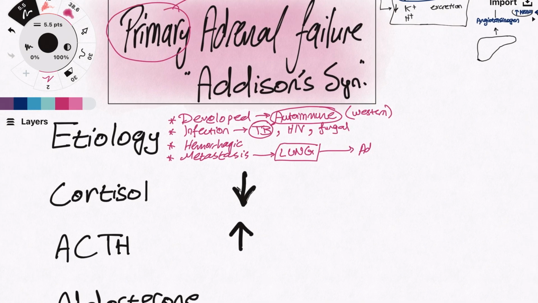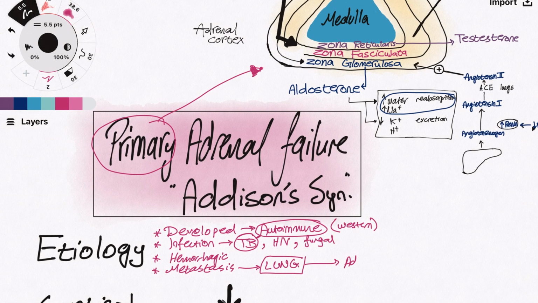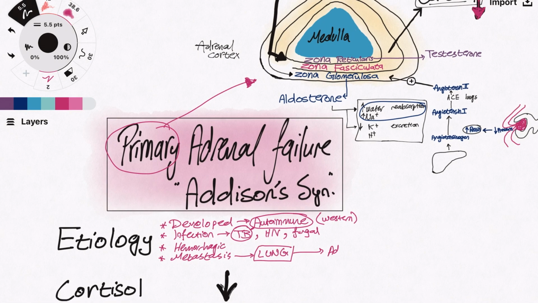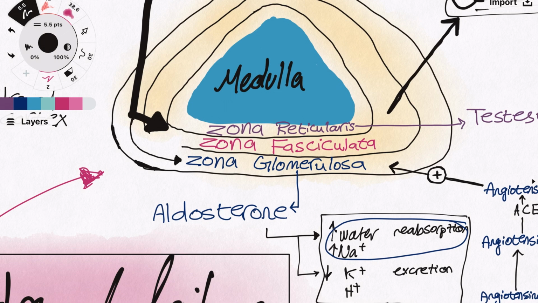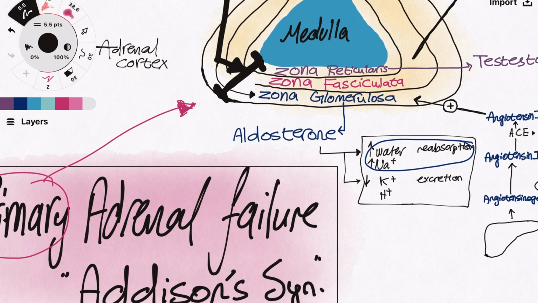Okay, in a primary adrenal failure, is the aldosterone affected? Yes, because now we're talking about a problem with the adrenal cortex. So the whole cortex is actually affected. The whole cortex is becoming pathological, not only the zona fasciculata. Please focus that this is in primary adrenal failure. The problem is primarily where? In the adrenal gland.